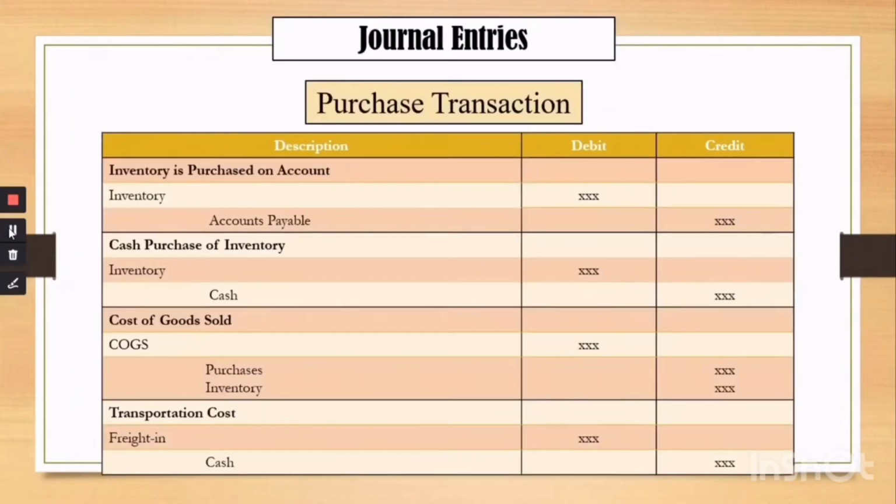Next one, we move on to the journal entries. The first transaction just now is purchase transaction. As for the inventory, if the inventory is purchased on account, the journal entry is that we debit inventory, credit accounts payable. For cash purchase of inventory, means we purchase inventory using cash, we debit inventory, cash is credited. And the next one is cost of goods sold. We debit COGS, credit purchases and inventory. The last one, as for the example of other asset and expense account, we can use transportation costs where we debit freight in and credit cash.